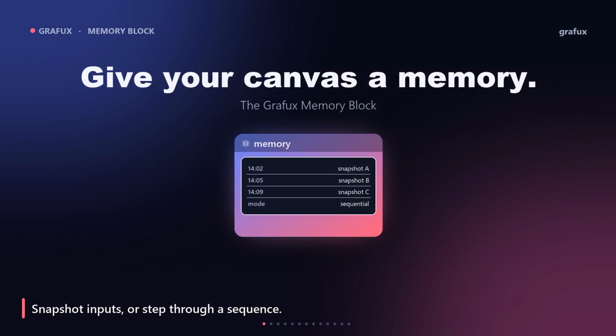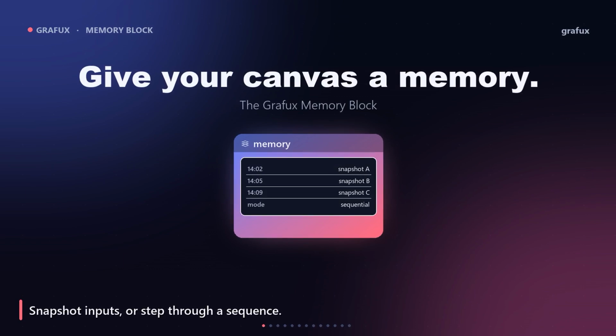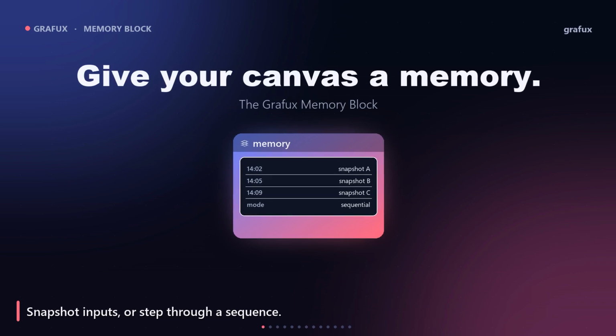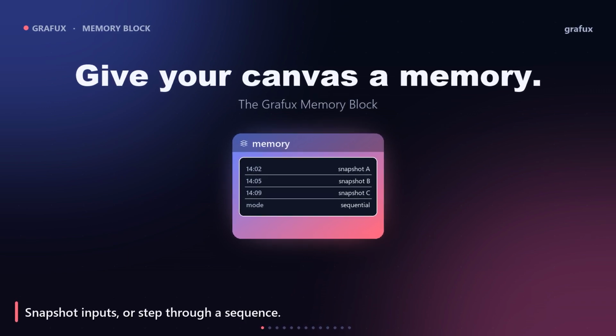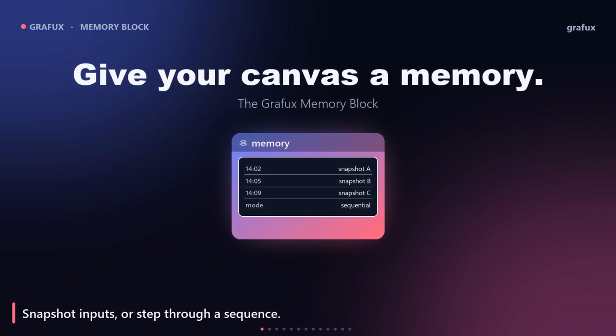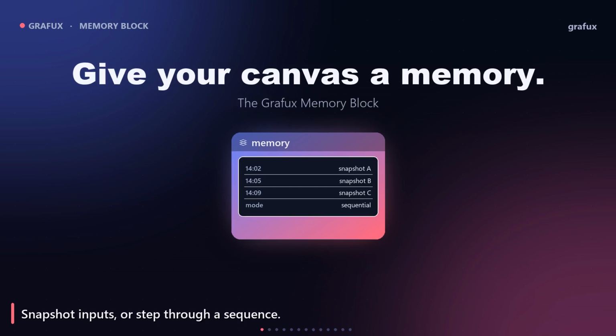Give your canvas a memory. Meet the Grafux Memory Block. It gives your canvas a memory, snapshotting whatever flows in as a time-stamped record or stepping through a sequence of inputs one run at a time, visually, with no code at all. Whatever you're building, this is where it gets easier. So let me show you exactly how it works.